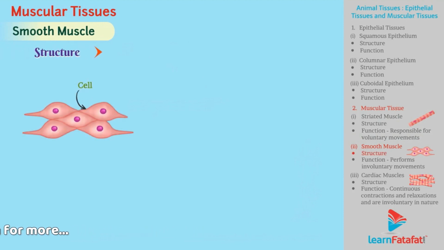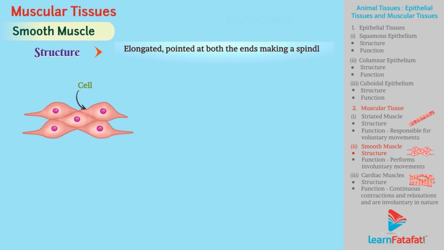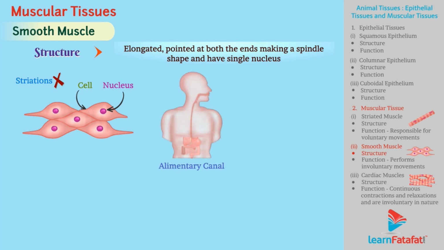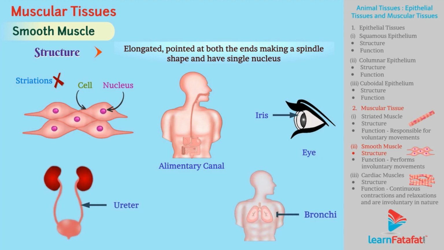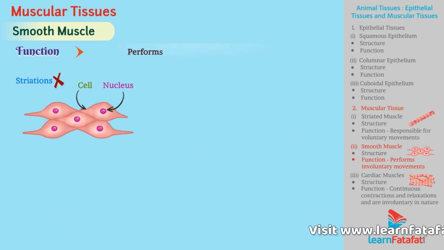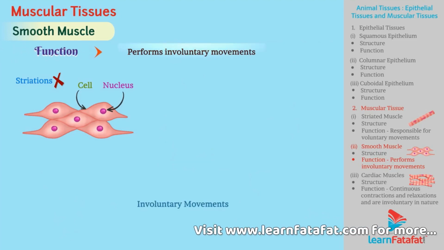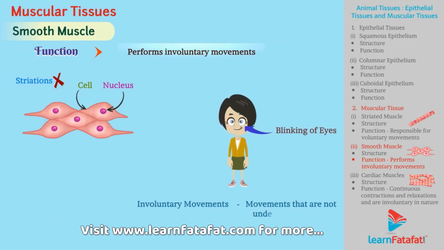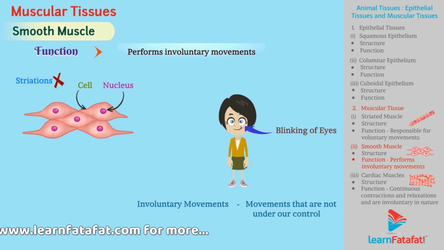Cells in this muscle are elongated, pointed at both ends, making a spindle shape, and have a single nucleus. This muscle does not contain striations. They are found in alimentary canal, in iris of the eye, in ureters, and in bronchi of lungs. These muscles perform involuntary movements, that is, movements that are not under our control.